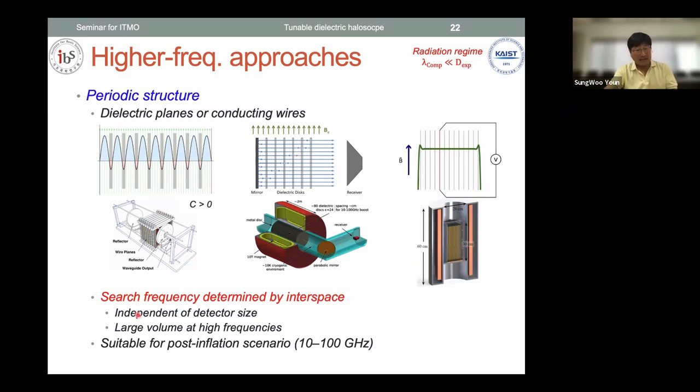Which means the search frequency is independent of the detector size, and you can basically enhance the volume at high frequency. That's why it is suitable for the post installation beyond 10 gigahertz.